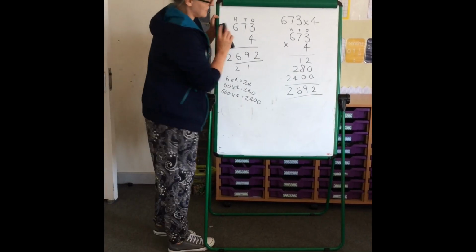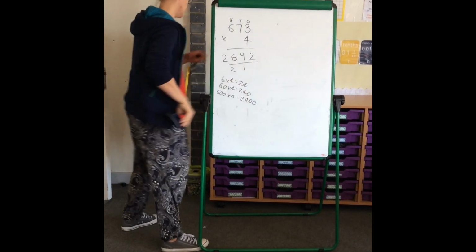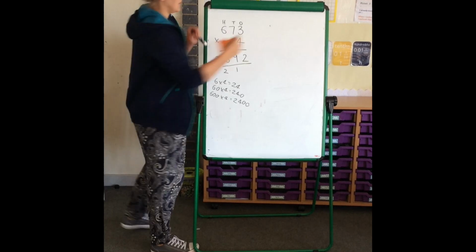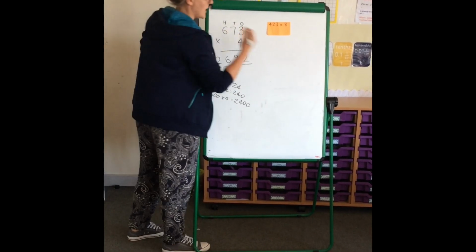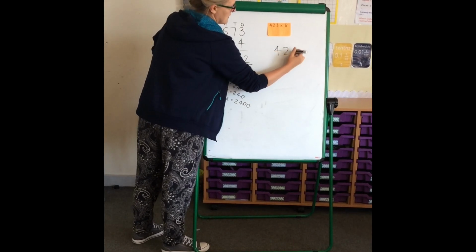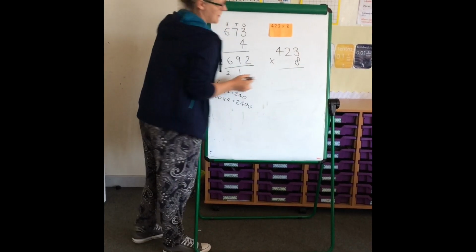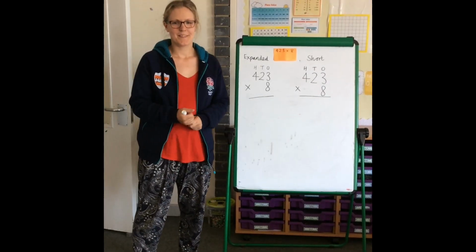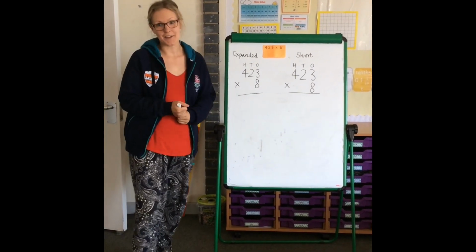Now, I'm going to give you an extra one to try. Your challenge, make sure I've got the right one, is 423 multiplied by 8. Over to you. See which method you want to do that. Okay, so hopefully you have tried that, and let's go over the answers and see how you've done.